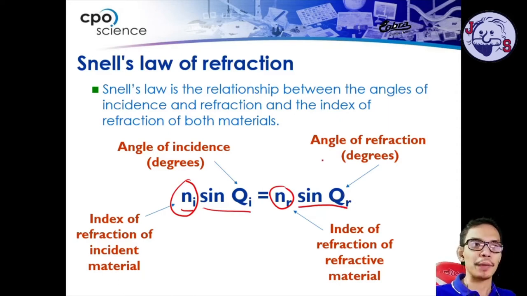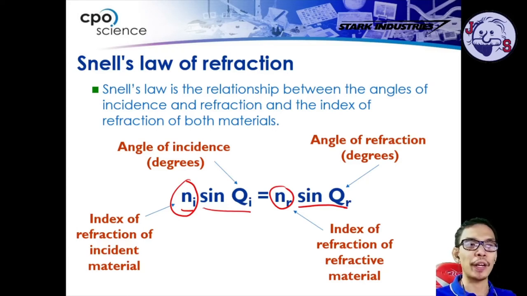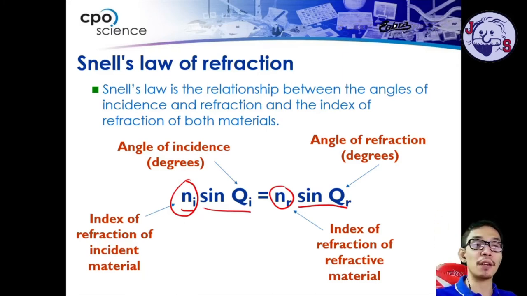So, there are some sample problems that you can find on the internet, and you can use this whenever you are doing sample problems regarding refraction.